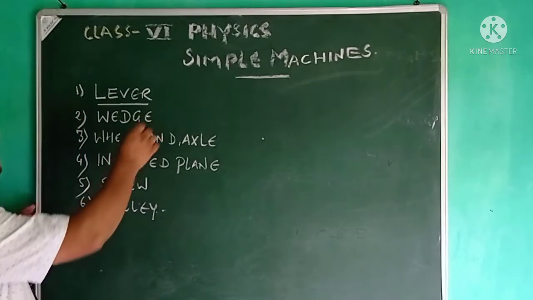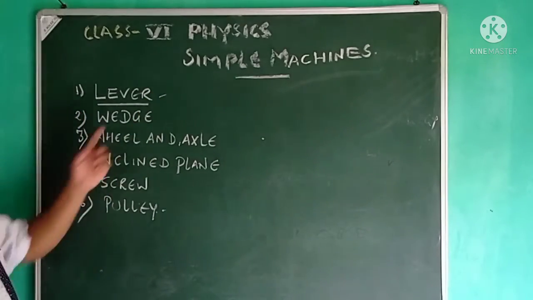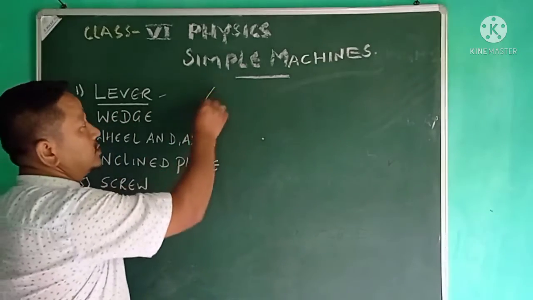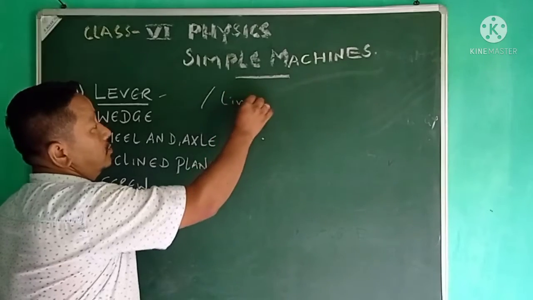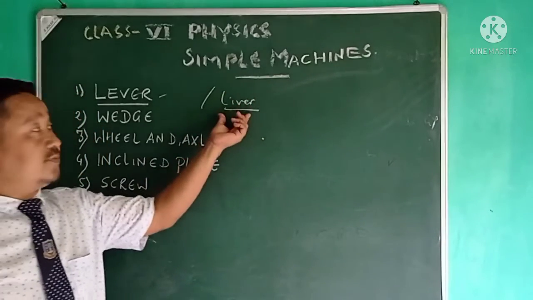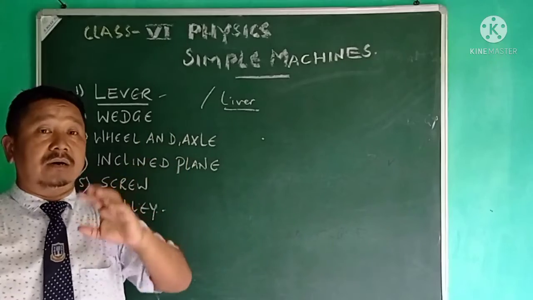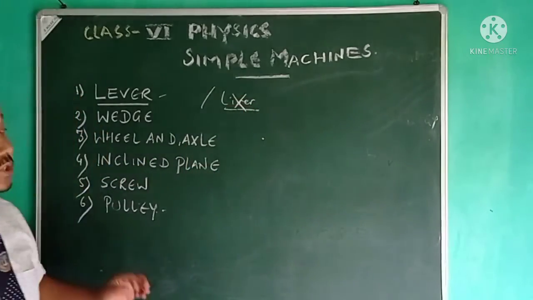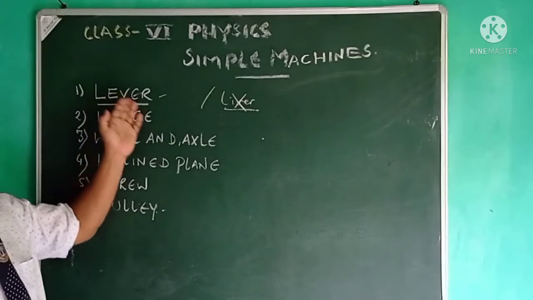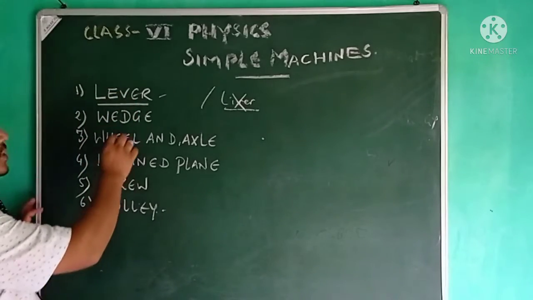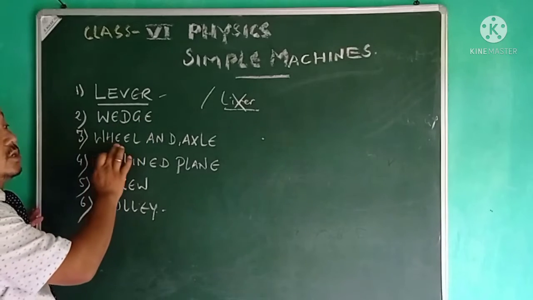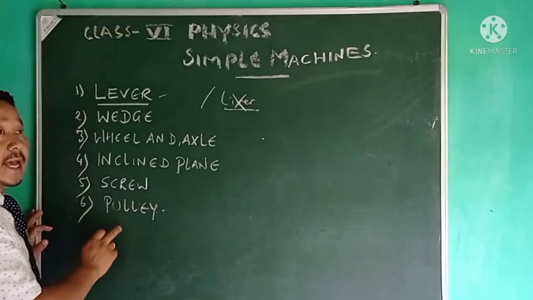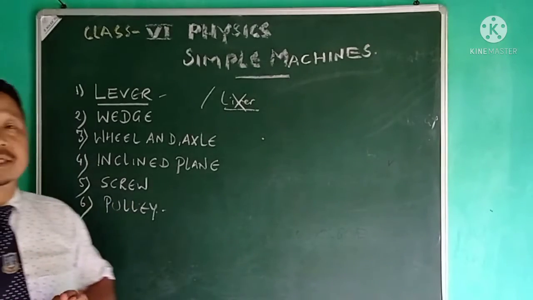They are lever, L-E-V-E-R, lever. There is another word with a different spelling, L-I-V-E-R, liver, which is a part of the body and is not being talked about here. We are talking about L-E-V-E-R, lever, a simple machine. Then wheel and axle, inclined plane, screw and pulley. So these are the 6 different types of simple machines.